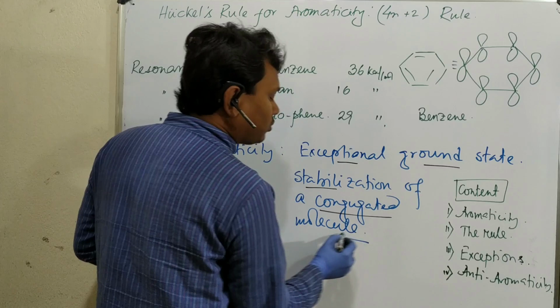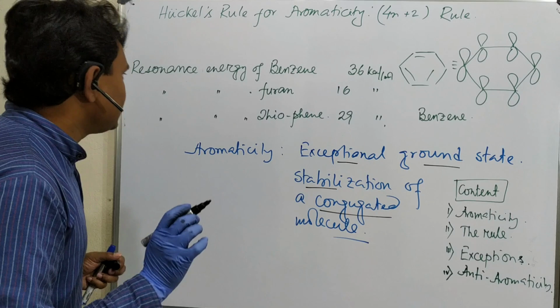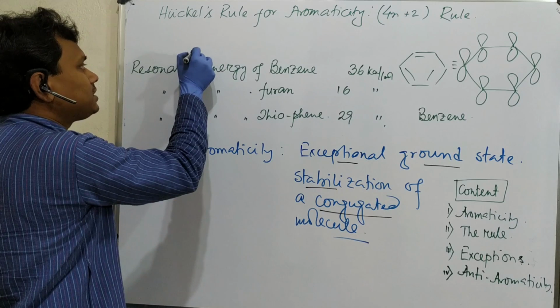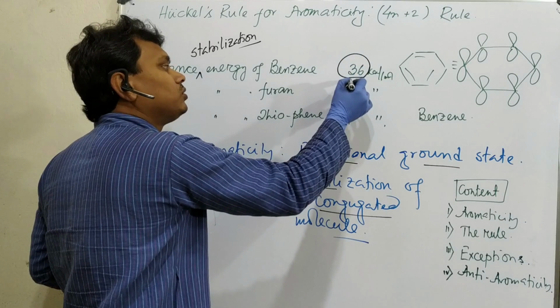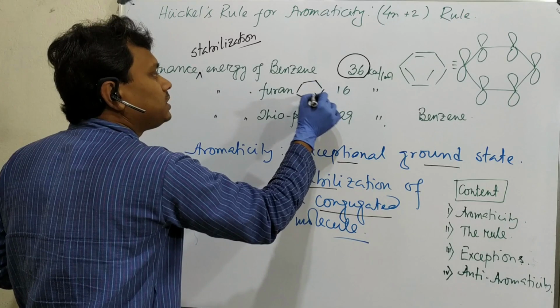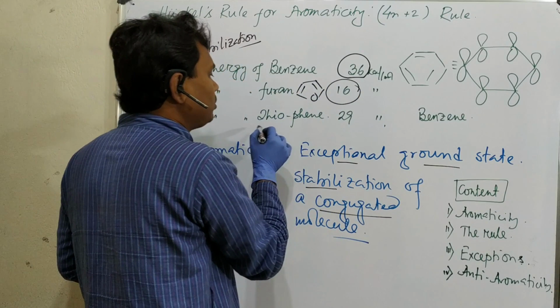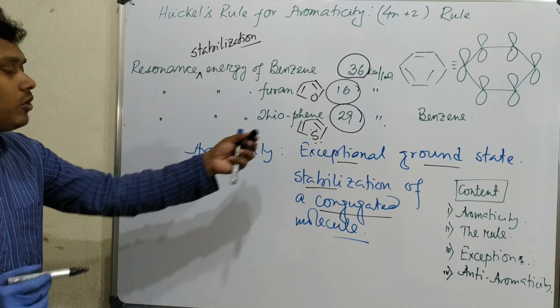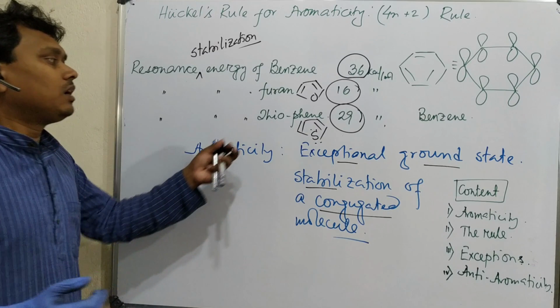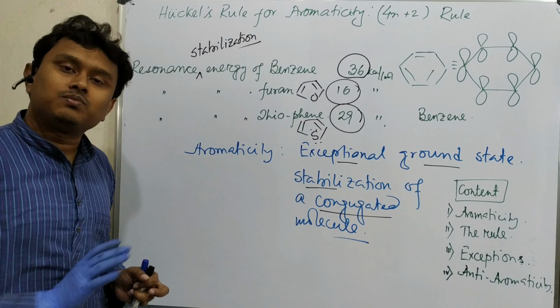Before going to further details, let me give you some data. The resonance stabilization, actually I should write stabilization energy. Generally it isn't always mentioned, but this is a stabilization energy. For benzene it is 36 kilocalorie per mole. Furan is a 5 member heterocyclic compound, 16 kilocalorie per mole, and thiophene, where the oxygen is replaced by sulfur, is 29 kilocalorie per mole. From this you can see that benzene, furan and thiophene have different extents of stabilization. Okay, fine. Keep it in mind.